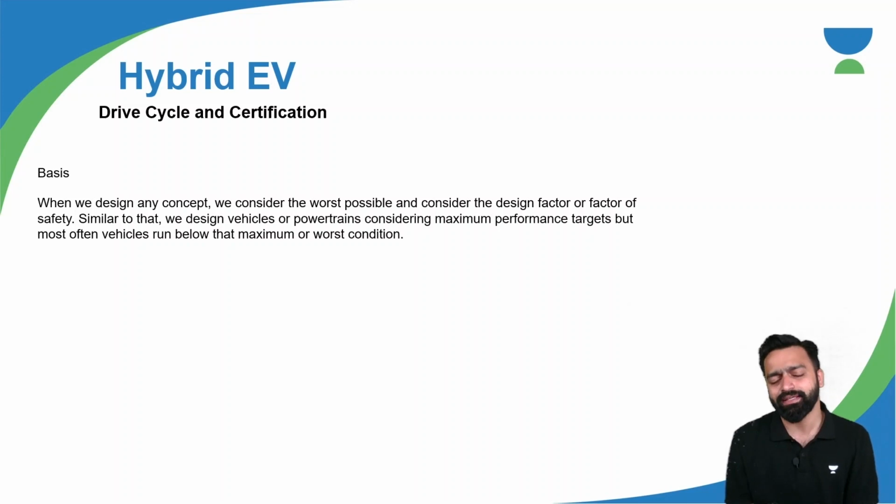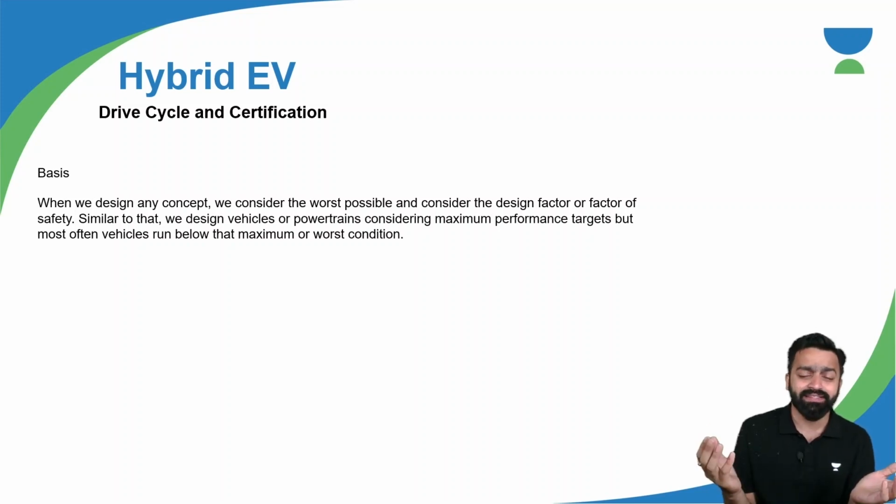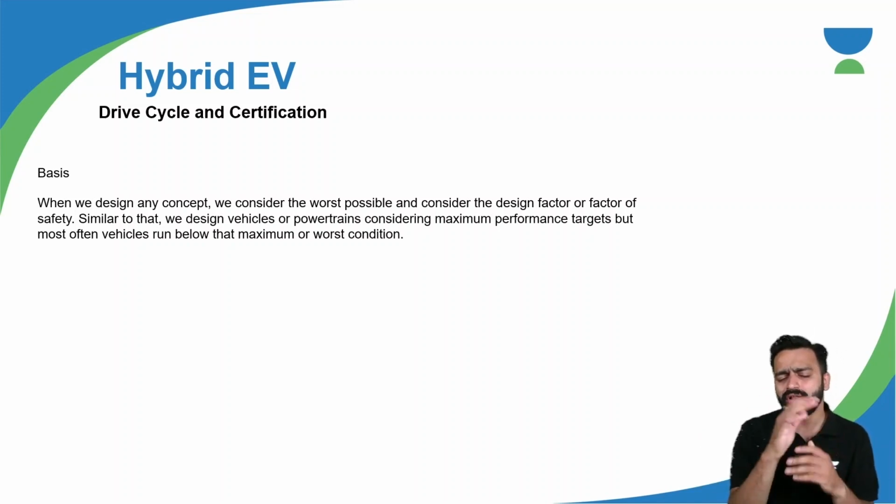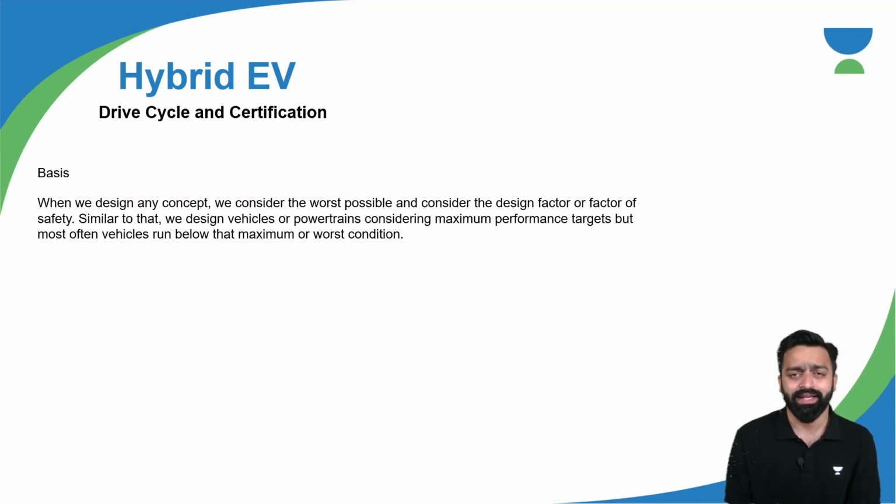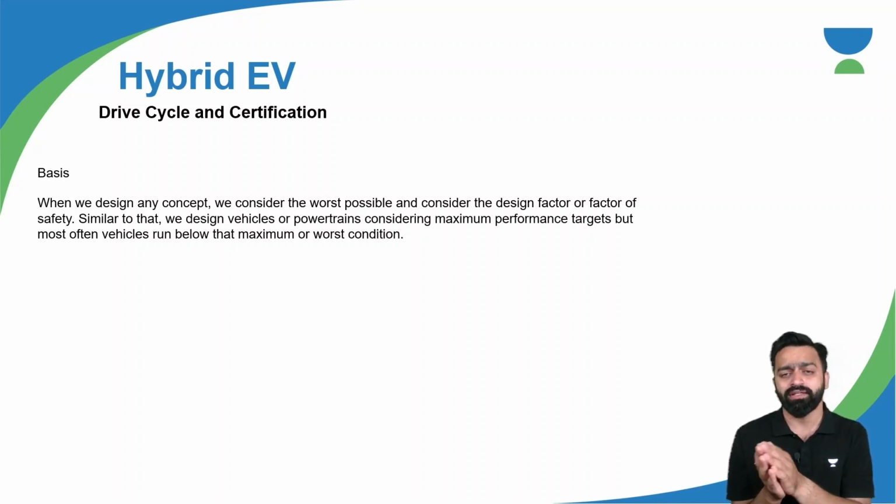When you are designing an electric vehicle, for example a two-wheeler, you have to take into consideration all possible terrains: whether it is going to run only in the city, or on highways, or in hilly areas where it has to climb slopes. All these considerations you have to take into mind, and you have to design the vehicle accordingly. So the design of vehicles or powertrains considers maximum performance targets, but most often vehicles run below that maximum or worst condition.